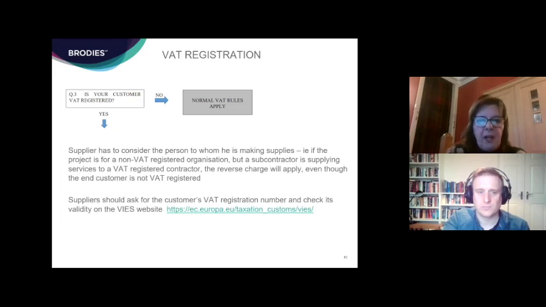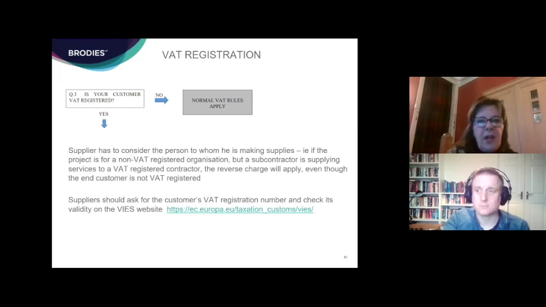So the overall project might be for a non-VAT registered organization or individual, but you as the supplier have got to look at exactly who you are providing your services to, and that entity might be VAT registered even if the end customer isn't. HMRC say that you should ask for your customer's VAT registration number, and you can check its validity on the VIES website, or at least you can till the transition period ends, and then hopefully there'll be a UK equivalent of this EU VAT checking mechanism.